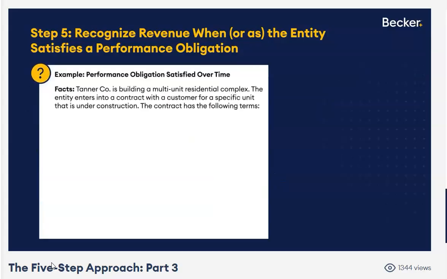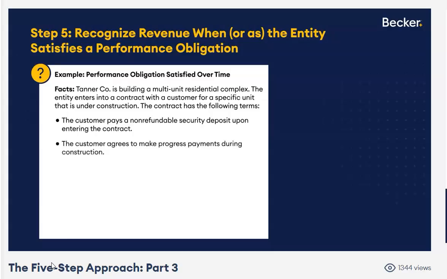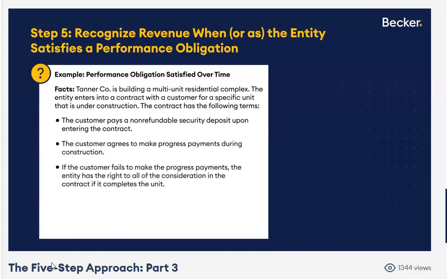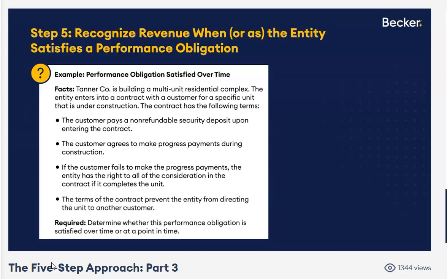And let's give you an example. Tanner is building a multi-unit residence. The entity enters into a contract with a customer for a specific unit. They love that corner unit that overlooks the lake, as we said in a previous portion of our program. The customer pays a non-refundable security deposit and agrees to make progress payments. If the customer fails to make a progress payment, the entity has the right to all of the money that has been paid. Note, the terms of the contract prevent the entity from directing the unit to anyone else. It is that customer's, and we're building it for them.